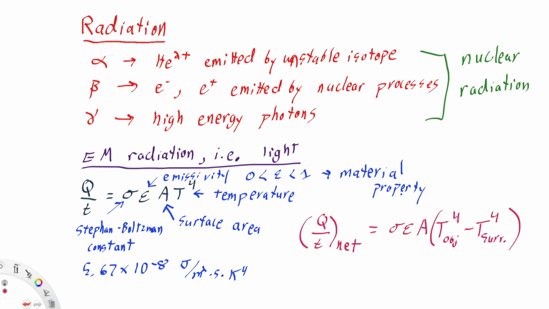Since you notice that these are both raised to the fourth power, right, which means that if there's any significant temperature difference between the two of them, this can get significant fast. So things tend to become the temperature of their surroundings quite quickly.